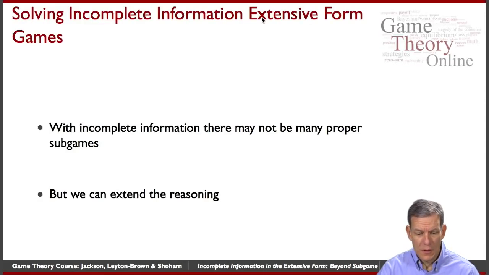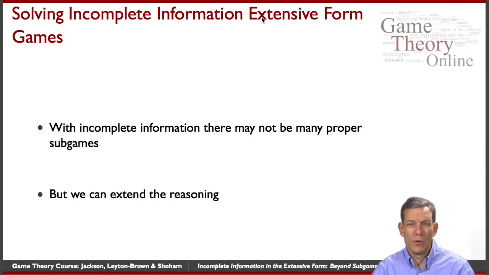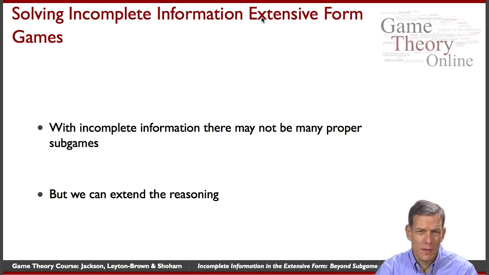What makes solving these kinds of games difficult is that subgame perfection and backward induction had a lot of bite in games with complete information because we could analyze parts of the tree. There were a lot of subgames, we could figure out what's going on in that, simplify it, and that gives us an idea of what's going to happen in other parts of the game. With incomplete information, there are no proper subgames, so players don't really know exactly which node they're at in the game, and that can be difficult. So there may not be many proper subgames.